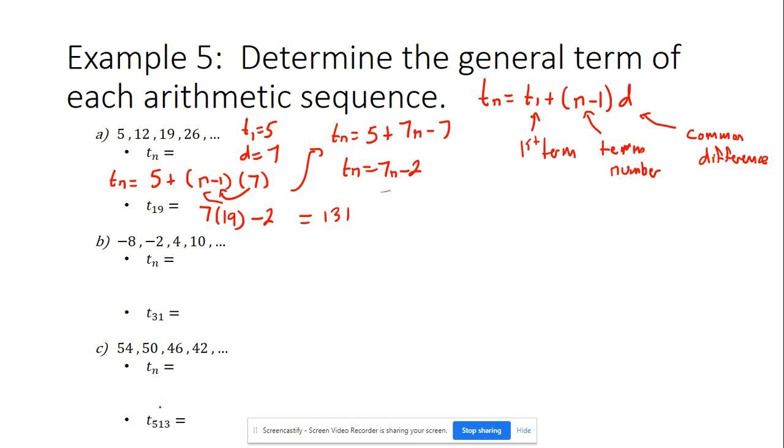Okay, so we're not going to do it this many times. We'll be able to apply a formula, which will make it easier. All right, take a look at example B.